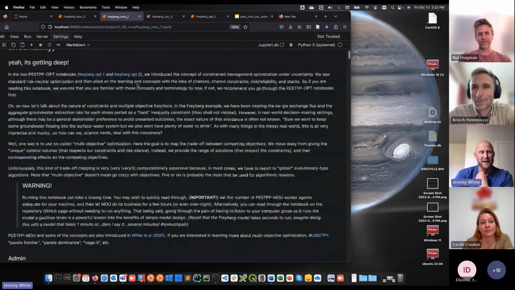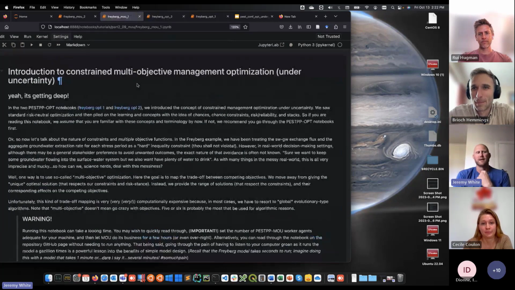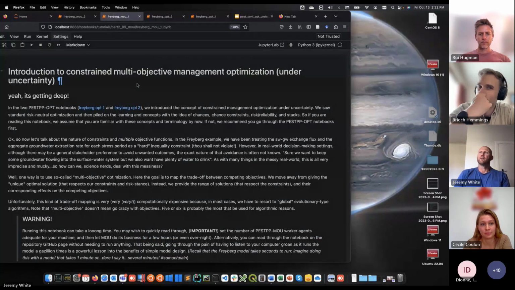So now we're going to talk about multi-objective constrained management optimization under uncertainty. There's a relationship between what we call constraints and what we call objectives. So in the previous example, we said, thou shalt not cause the surface water system to ever become losing.